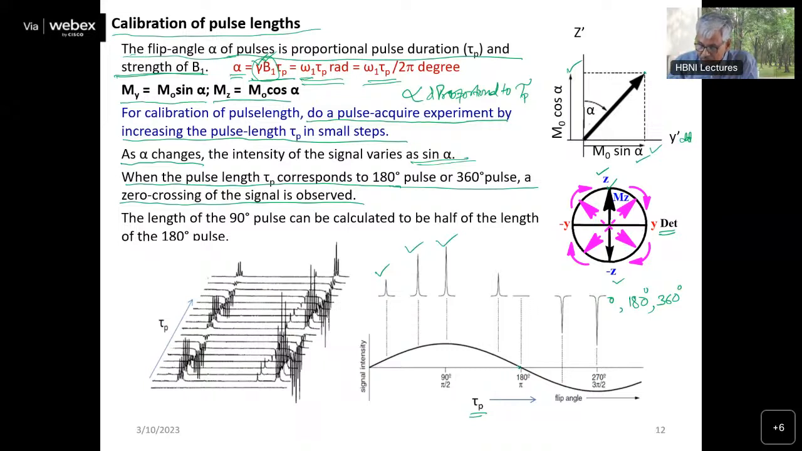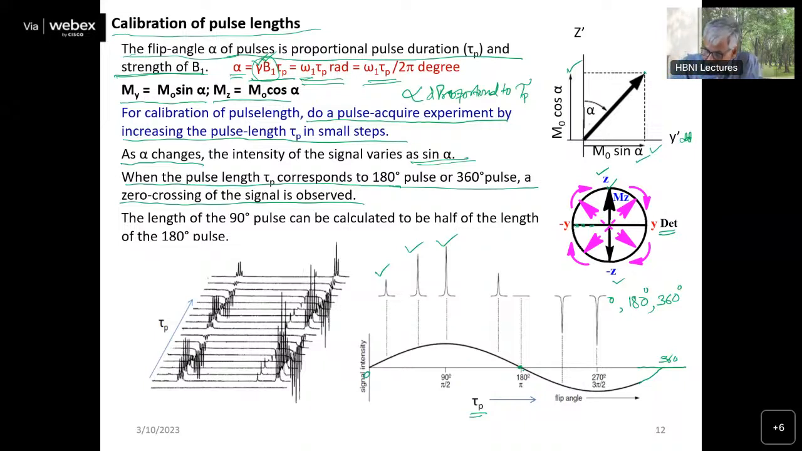It becomes 0 at 180 degree. You can see this, and then it will become negative, because after this your signal will be in the minus Y, so you will get a negative signal. And then finally it will become 0, which I have not shown here. It will be like this. This is your 0, this is your 180, and this is 360.